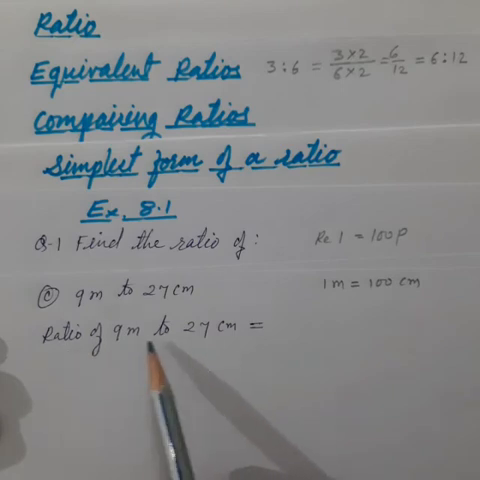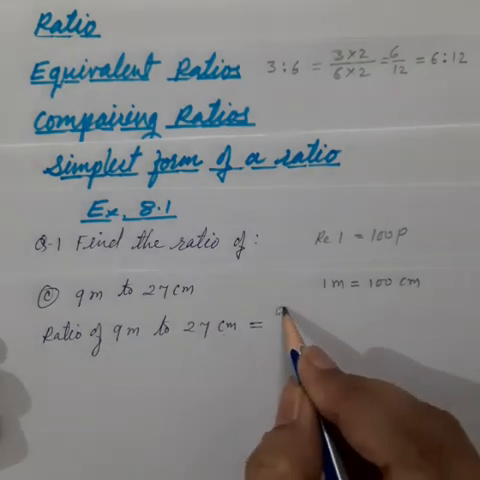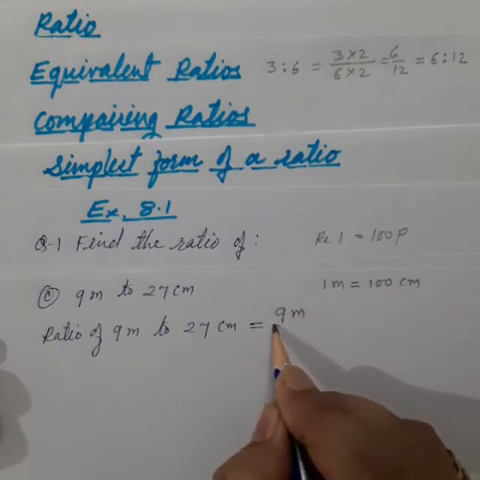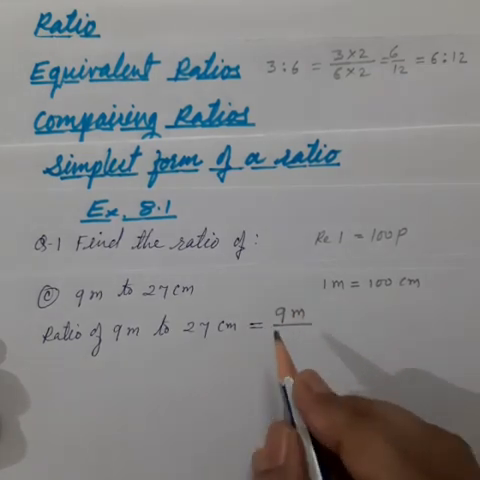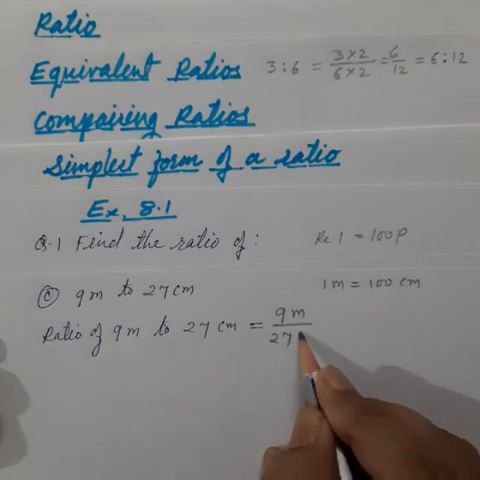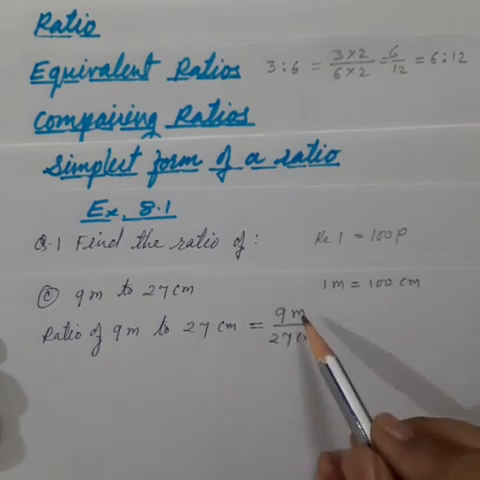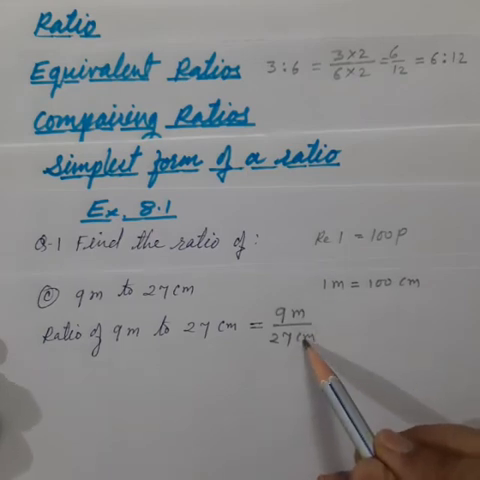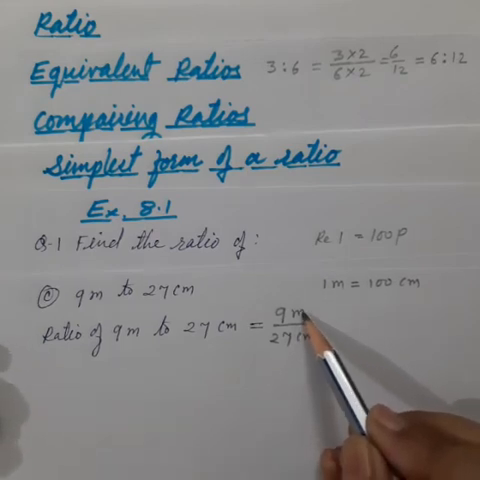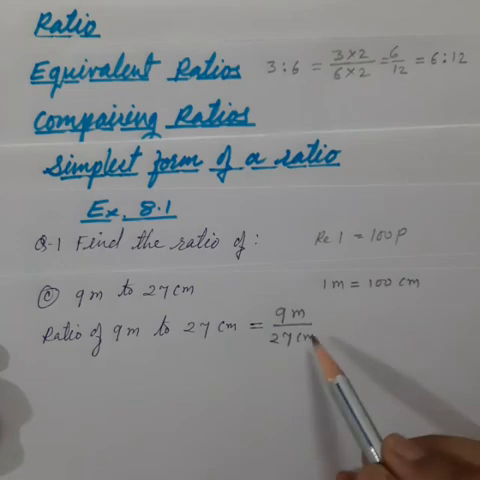C. 9 meter to 27 centimeter. Ratio of 9 meter to 27 centimeter. First part is 9 meter, write in numerator. Second part is 27 centimeter, write in denominator. Now to find the ratio, we want units same. We know that 1 meter is equal to 100 centimeters.